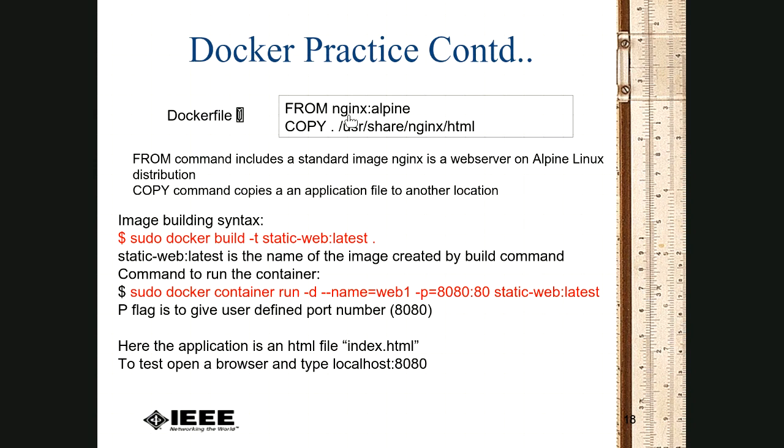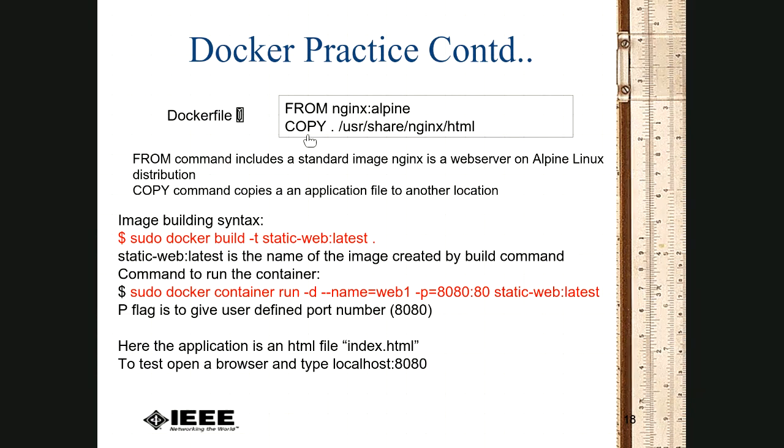And from where will this nginx come? Nginx is just like an Apache server. Nginx is also a web server. This web server is available on the Docker Hub. So you are asking the Docker utility to bring the base image, because we want a web server for our website. So we want to bring the web server image from the Docker Hub. So you simply say FROM nginx:alpine. This is the name of the web server image.